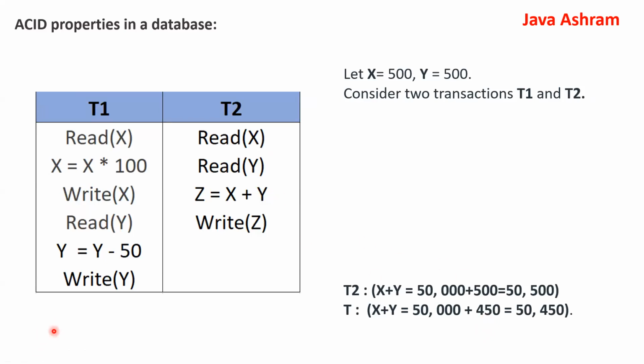Then what happened? Now after T2, we are doing this, and then after again executing this line, Y minus 50, Y will become what? 450, right? So 50, 450. So if you see both the transactions, this is inconsistent. T1 is having 50,500 and T2 is having 50,450. So this should have been maintained. However, since the minus has not been applied yet, this will be some different value, right? So this is the inconsistency.